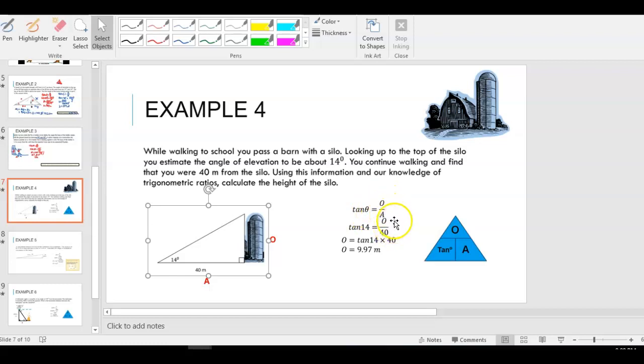Plot the given information. We are missing O, using the pyramid, you multiply tangent of angle 14 degrees with side A. Then you get that the silo is 9.97 meters. Okay.